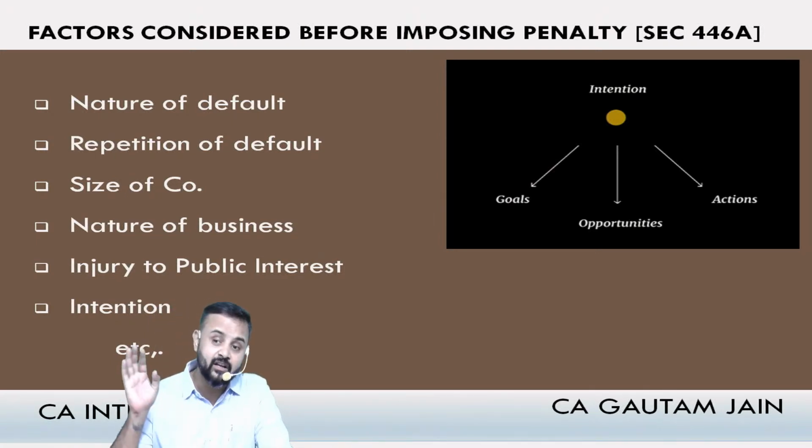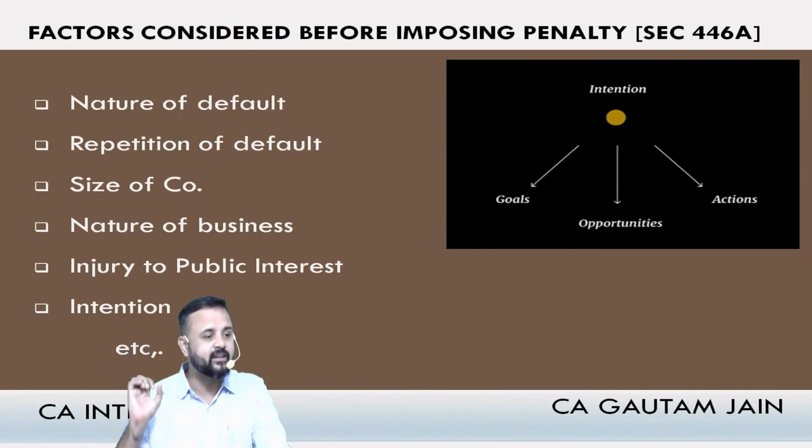Suppose it is injuring public interest, it is harming public interest. Penalty will be more or less? More. If the public is getting injured, that means the penalty has to be more and more.